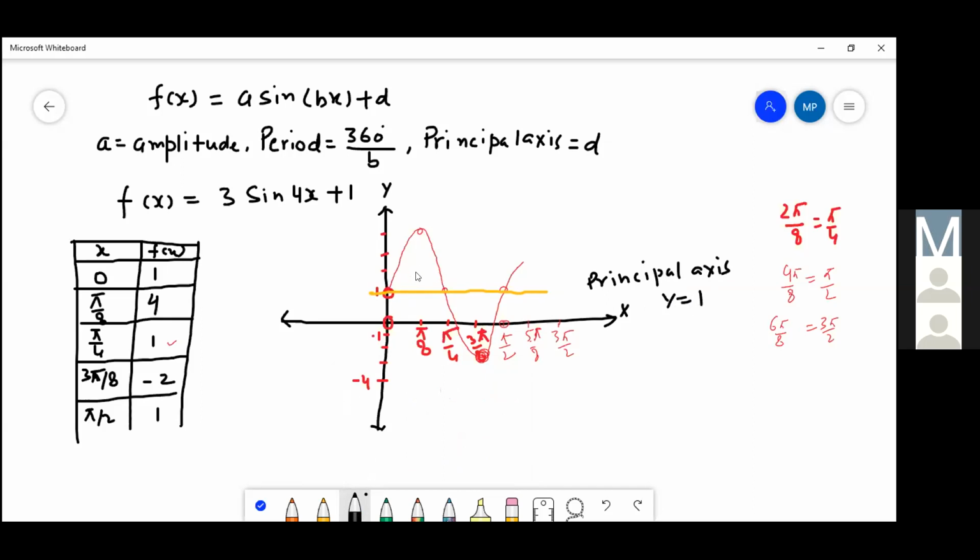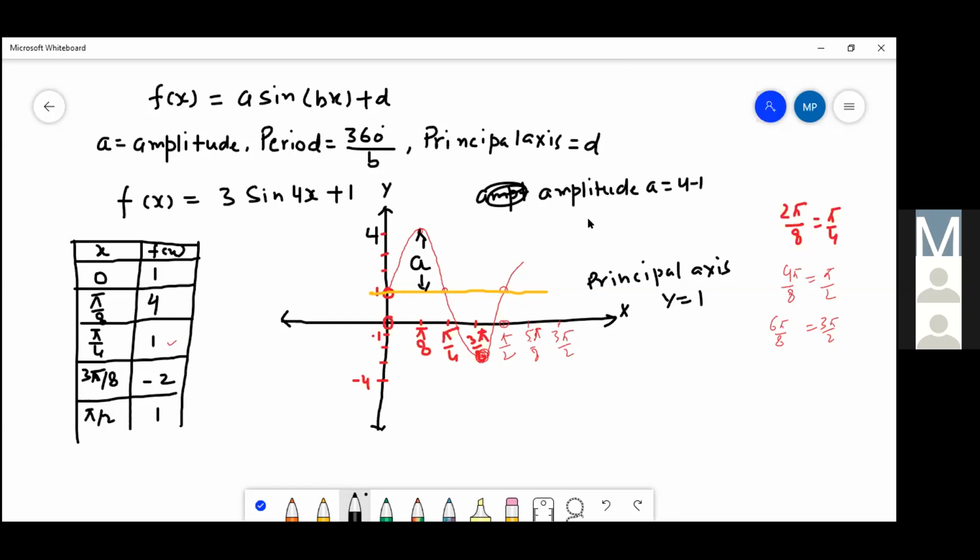Okay, you want to see amplitude. This is the amplitude, from this point to this point. You can count 1, 2, 3, 4. This is 4, this is 1. So A, amplitude, equals 4 minus 1, that is 3.